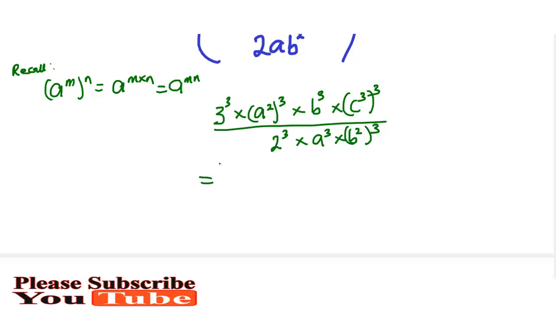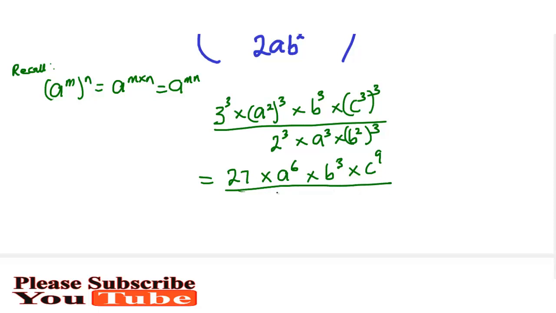Following this same law, we can say this will return 3 raised to the power 3. That's 3 times 3 times 3. That is 27. So we have 27 times a raised to the power 2 raised to the power 3. That's 2 times 3, that is 6. So that will be a raised to the power 6, multiplied by b raised to the power 3, multiplied by 3 times 3, 9. That's c raised to the power of 9.